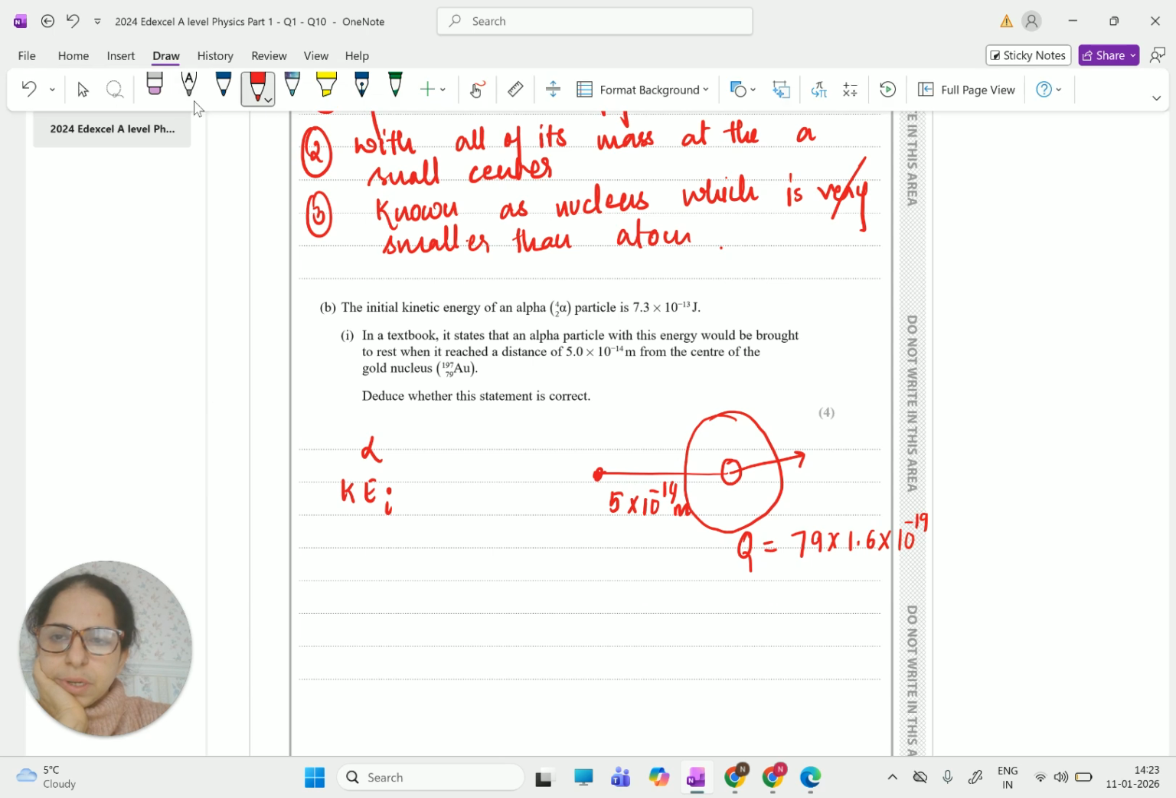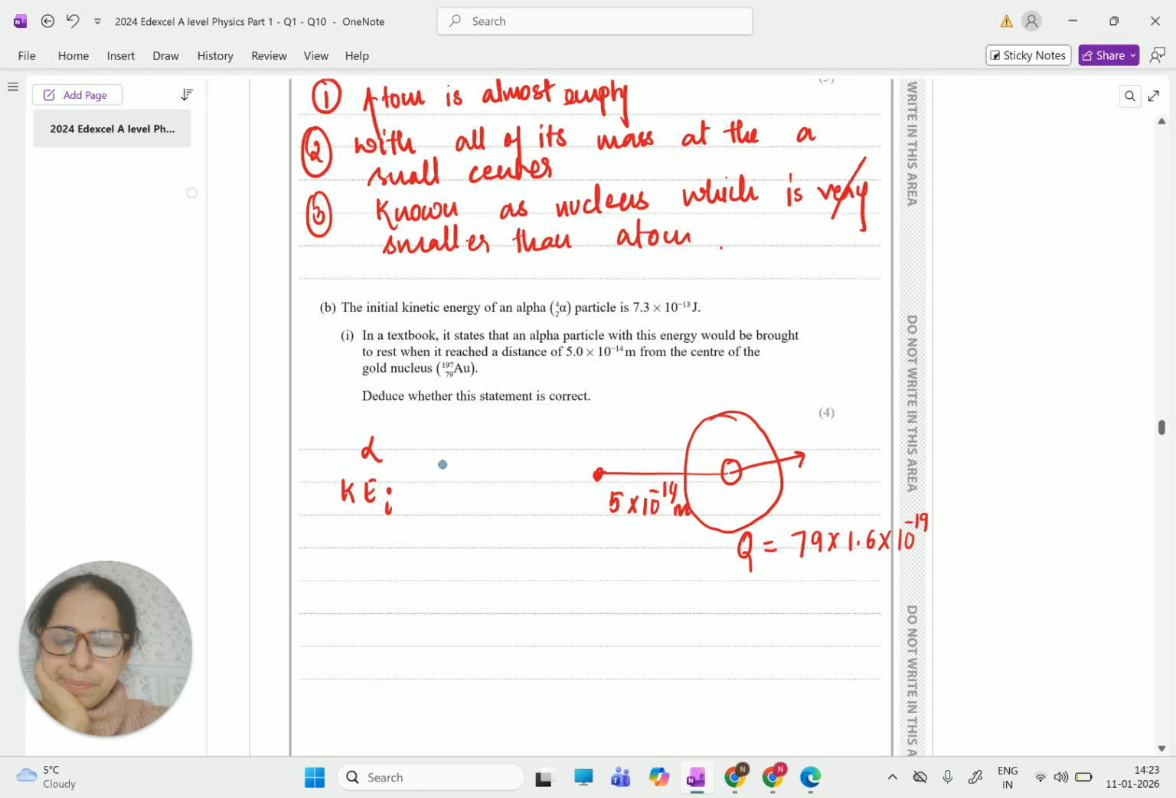Remember, I'm going to take a different color. Remember, when your alpha particle approaches, this nucleus is exerting a repulsive force. Okay, now this is a difficult question. They're exerting a repulsive force on this alpha particle, which is eventually trying to move in this direction.